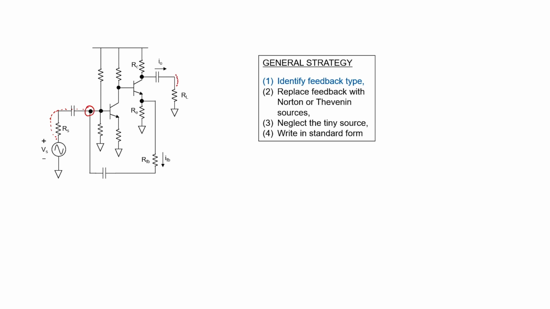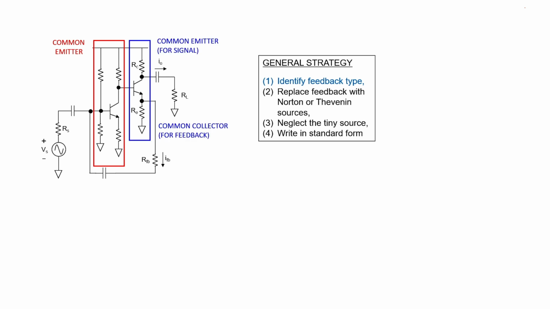If I start at the load resistor and I crawl back towards the amplifier, I don't cross the feedback network before reaching the transistor. This is series feedback. There are two transistors in this amplifier. The input to the first amplifier is at the base and the output is at the collector. Therefore, this is a common emitter configuration.